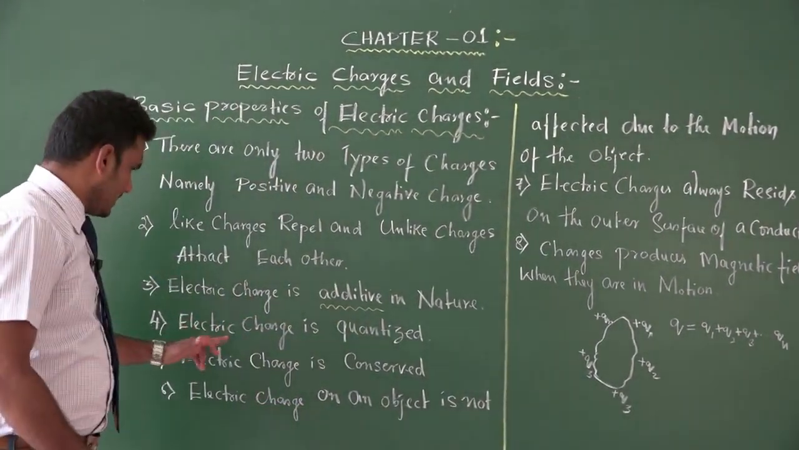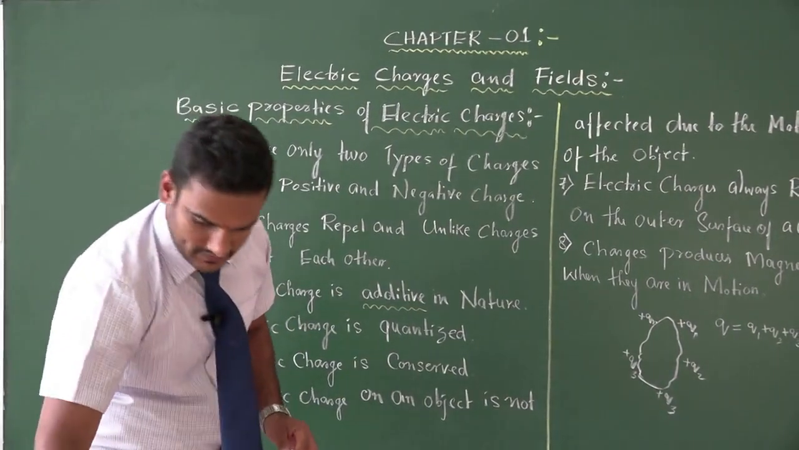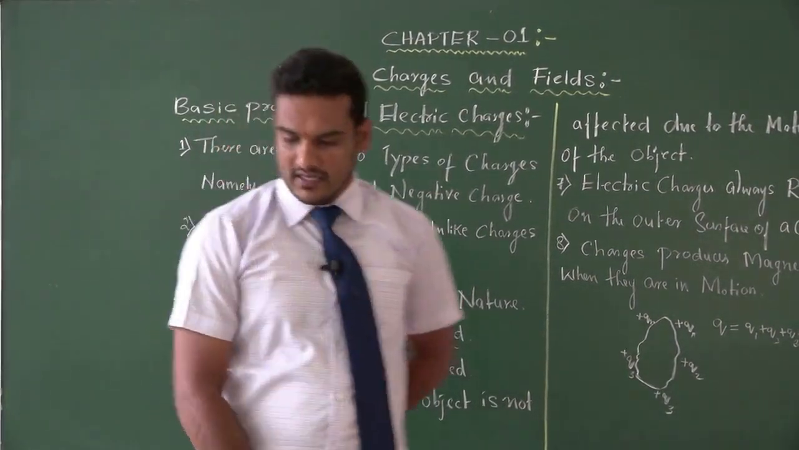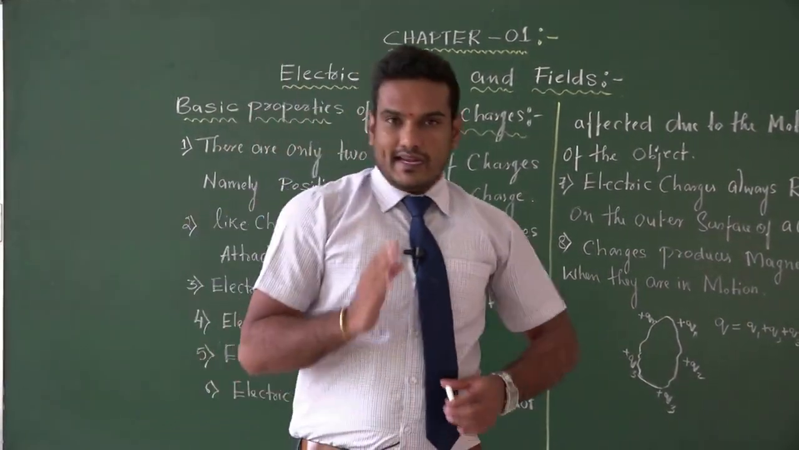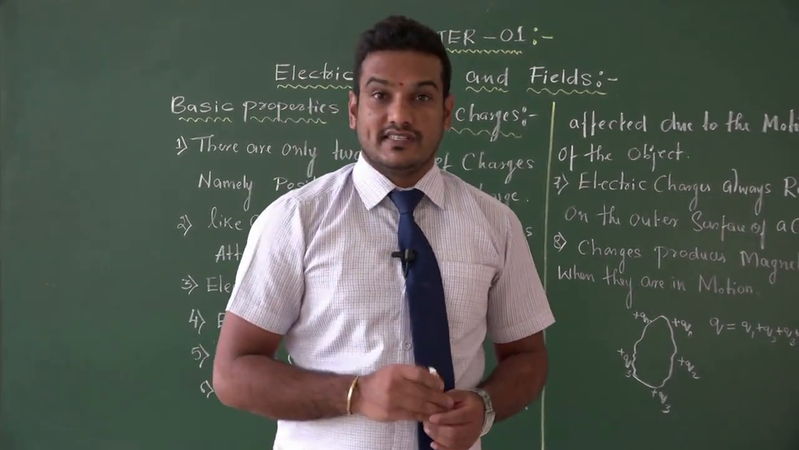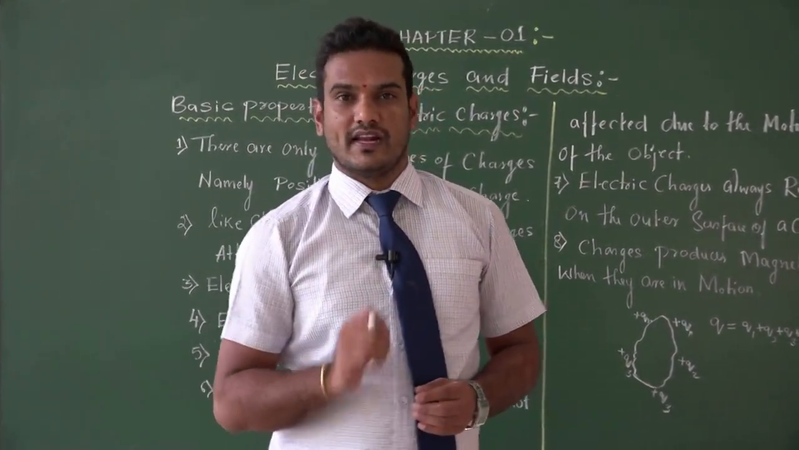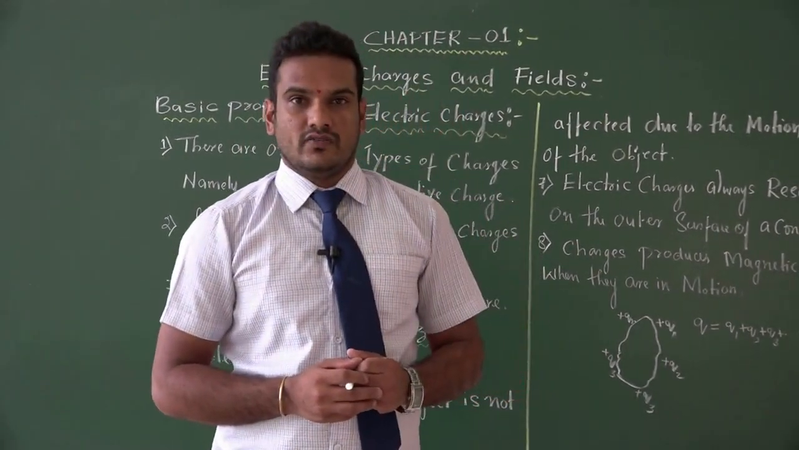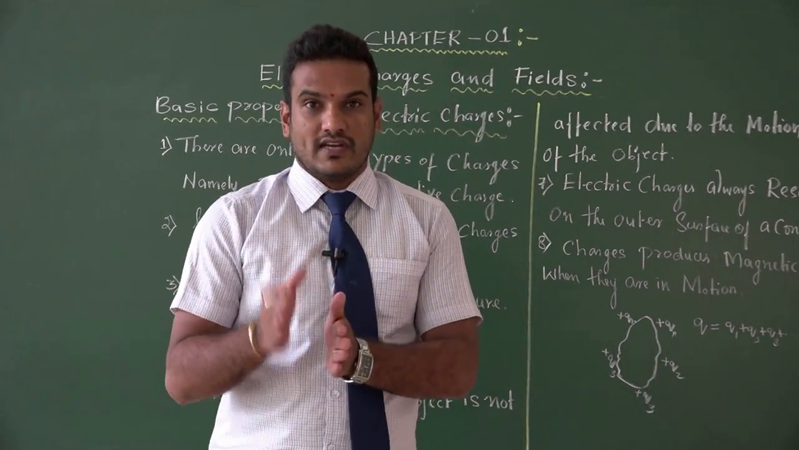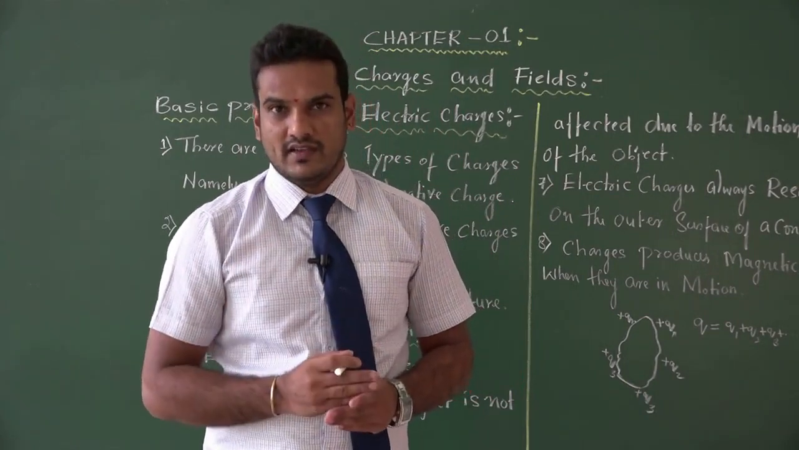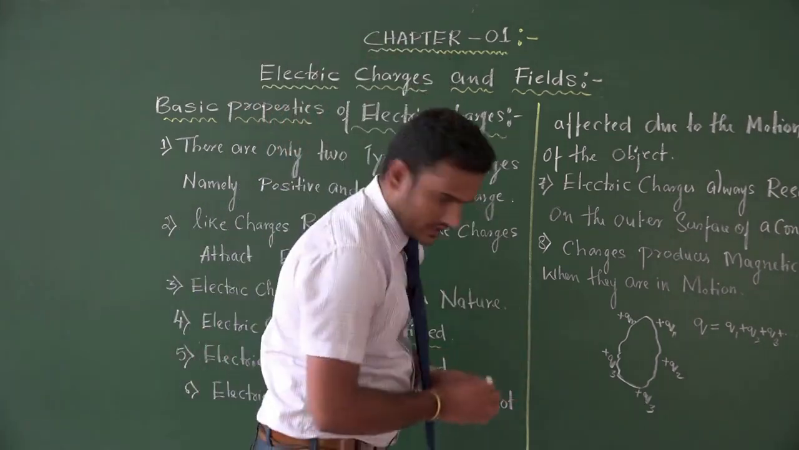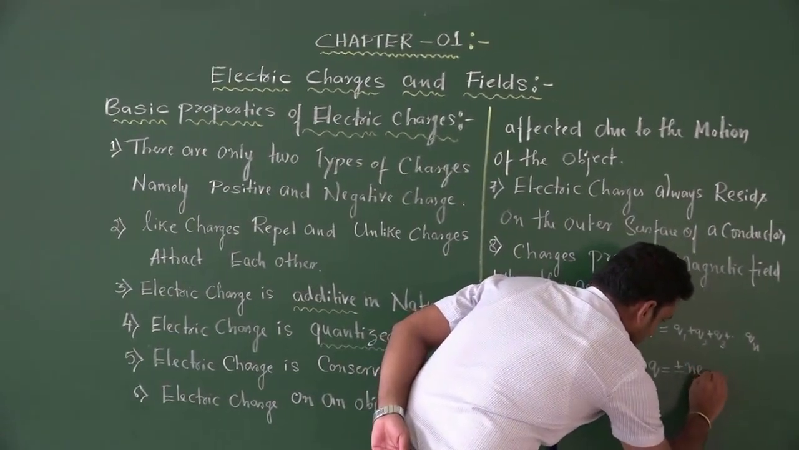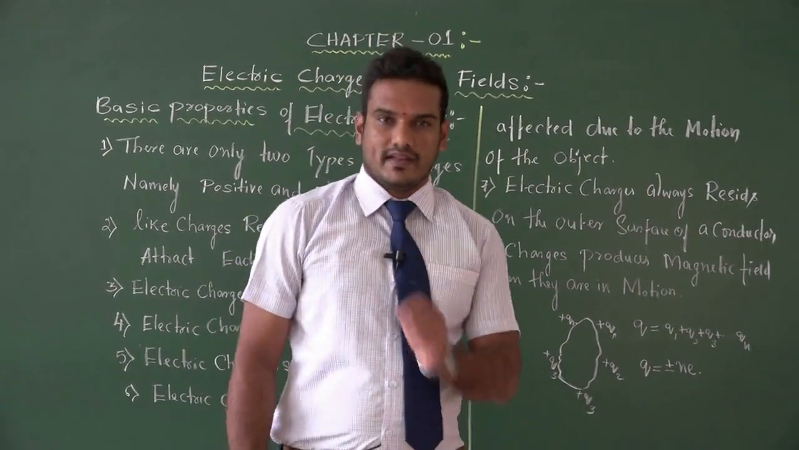Next one, electric charge is quantized. Then we need to notice what exactly quantized means. Quantized means electric charge always exists in nature as an integral multiple of the magnitude of electric charge, which means in order to express the total charge, we need to multiply the number of charges by the magnitude of electric charge. For that we have a particular equation. I will write here: Q is equal to plus or minus n e.